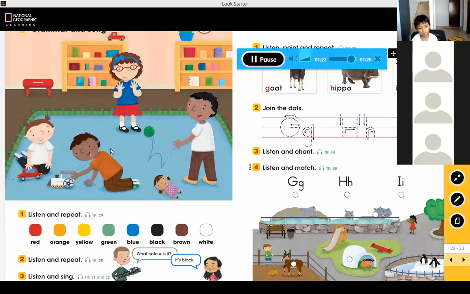Okay, yeah, there it is. This was the song about the objects and the colors, right?